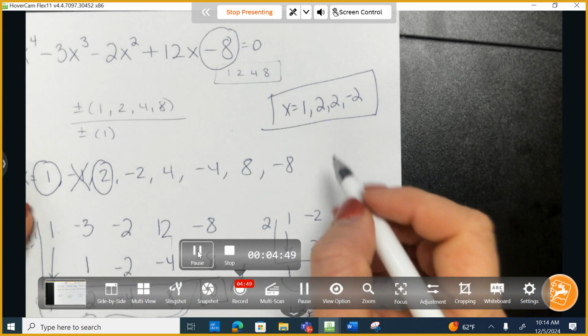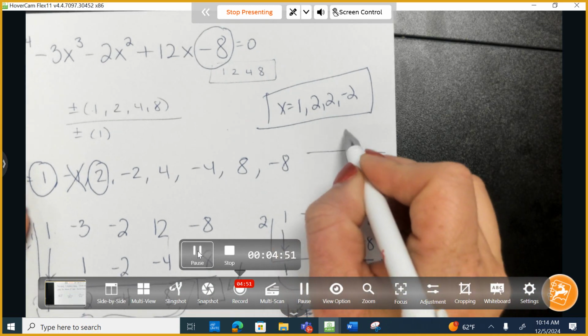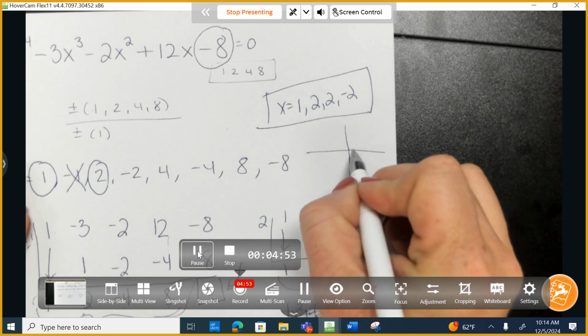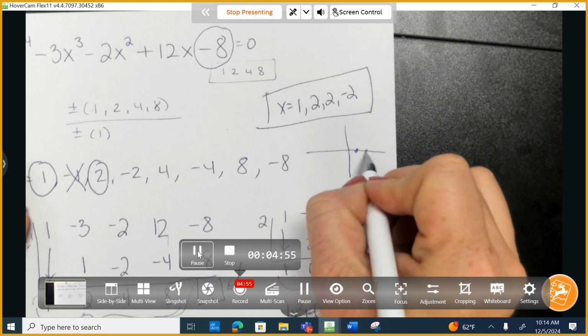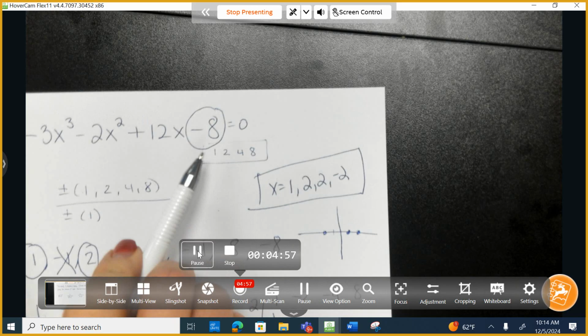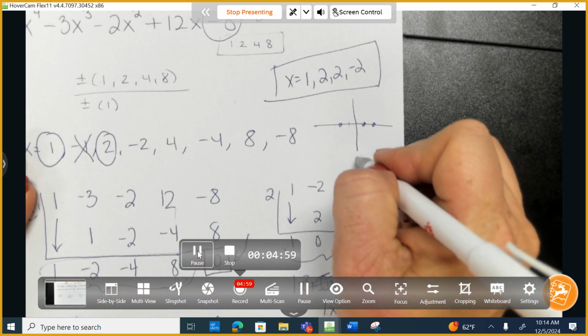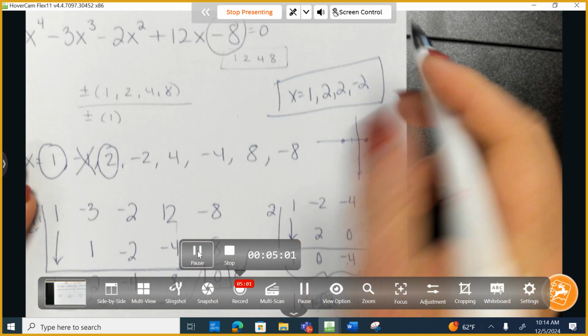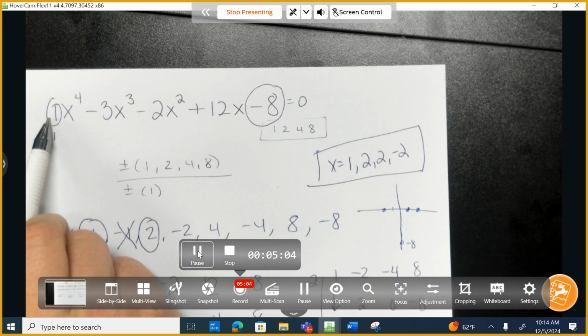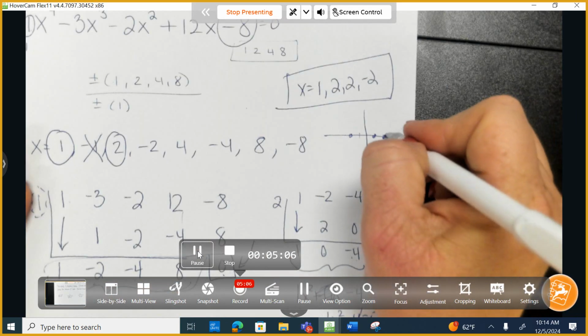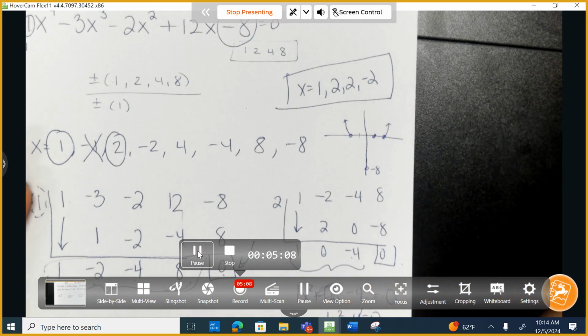I'm going to do a really rough graph right now, so I'm making an XY axis here at 1, at 2, and at negative 2. Also notice that we have a y-intercept way down here at negative 8. Okay, this is even degree and a positive leading coefficient. That means it is up on the right and also up on the left.